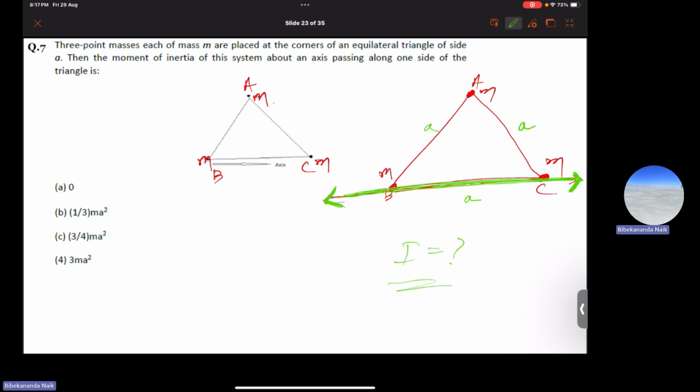This is a very important question from the examination point of view. This type of question you will get. So this is based on the concept of moment of inertia. So we will discuss this question in detail. First I will let you try this question and solve it, and then we will discuss.